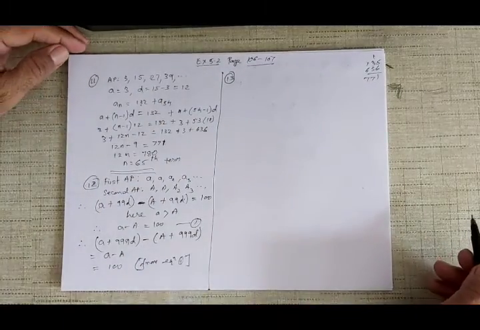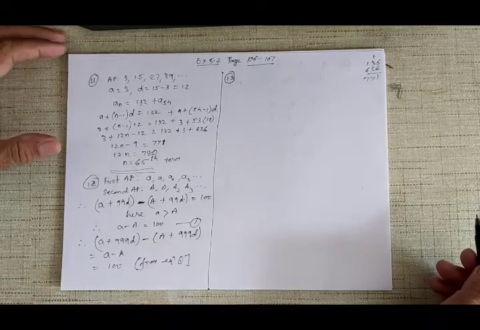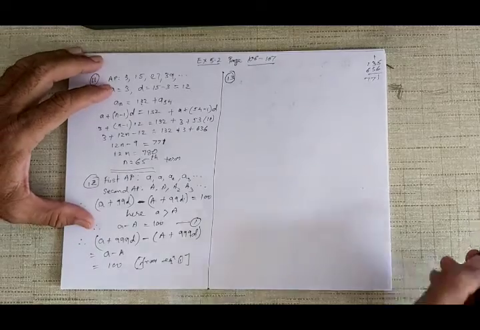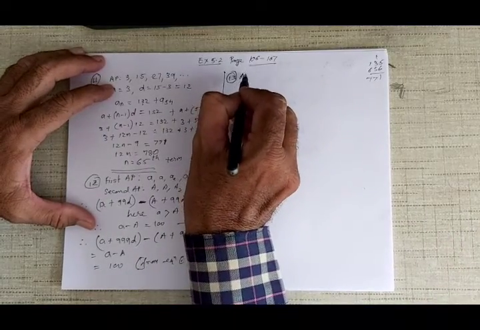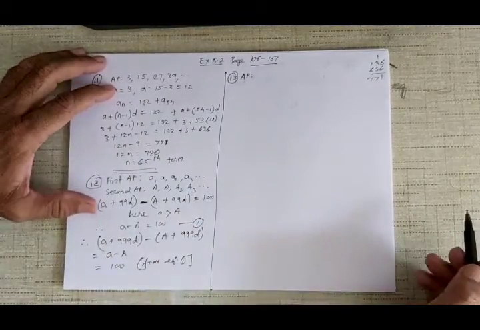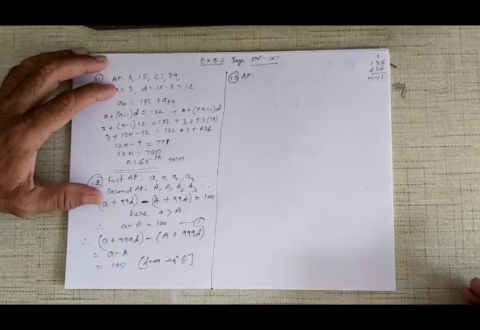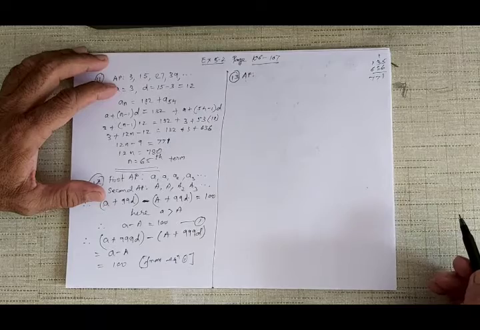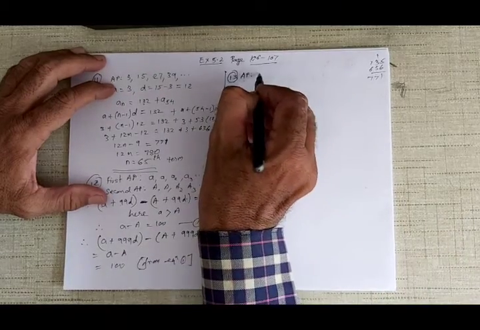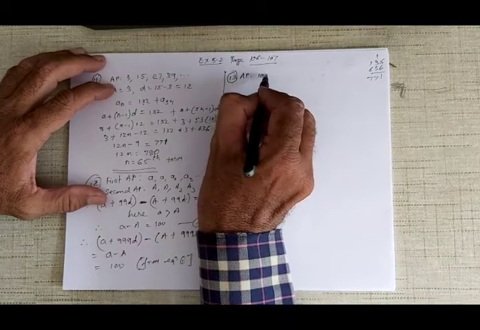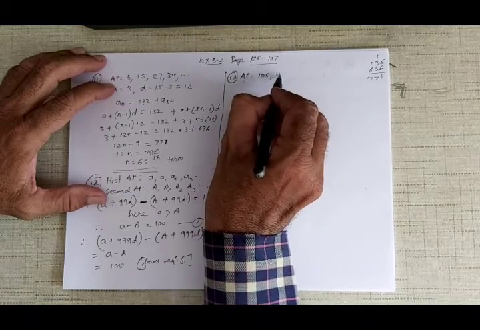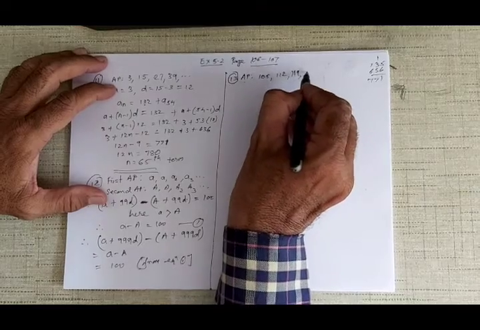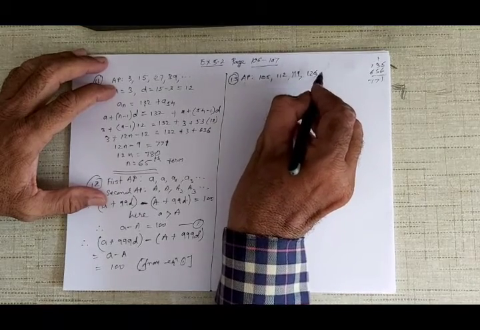13th one says that how many 3-digit numbers are divisible by 7? Now 3-digit numbers, look. First of all, what will be the AP? 99 is a 2-digit number. 100 is a 3-digit number. And it has to be divisible by 7. So let us suppose, look at this, 105 plus 7, 112 plus 7, 119 plus 7, 126 and so on.